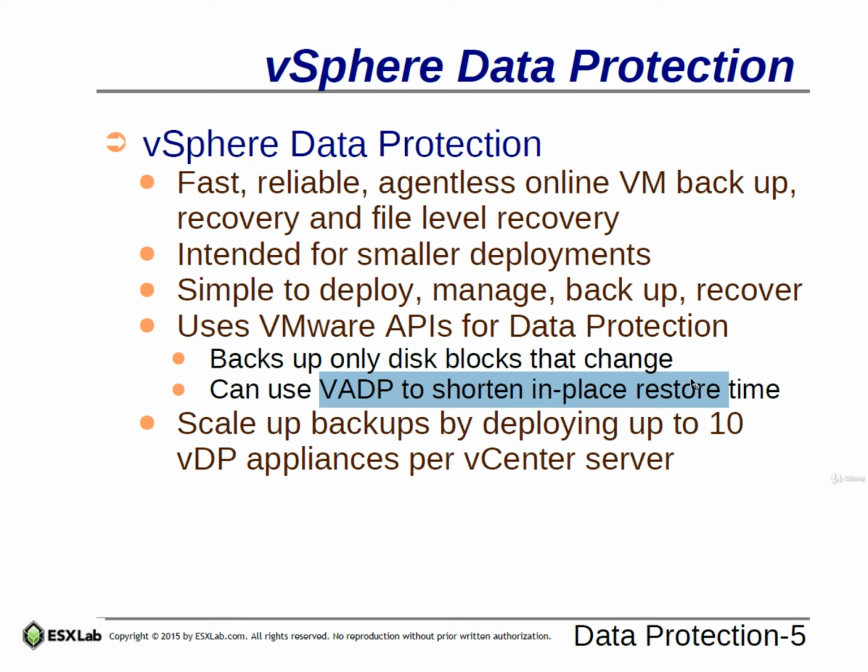Now, I can deploy many VDP appliances per vCenter. Actually, there's a boo-boo here. This number should be 20. This number was increased in vSphere 6.0 from 10 in vSphere 5.5.